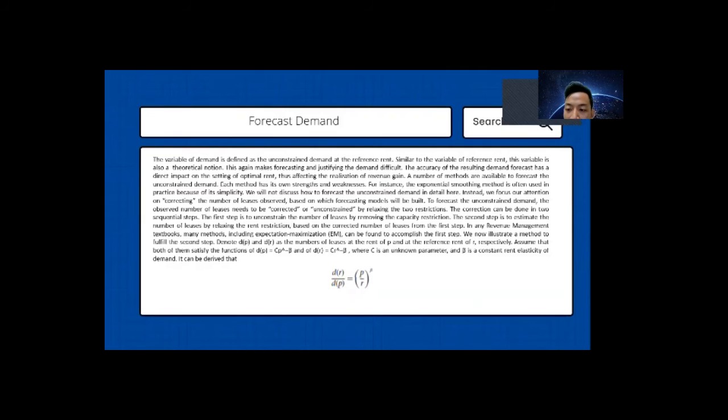To forecast the unconstrained demand, the observed number of leases needs to be corrected or unconstrained by relaxing the two restrictions. The correction can be done in two sequential steps. The first step is to unconstrain the number of leases by removing the capacity restriction. The second step is to estimate the number of leases by relaxing the rent restriction based on the corrected number of leases from the first step.